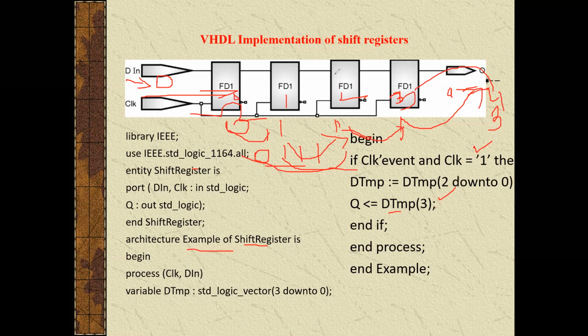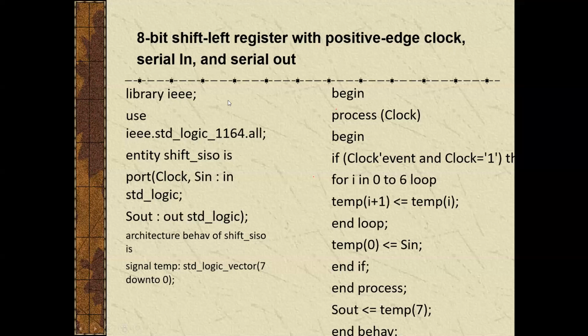Now let's see another example based on this shift register. Here we will take an 8-bit shift left register with a positive edge clock. Let's see another VHDL code based on an 8-bit shift register that shifts the bits at the positive edge of the clock, in the form of serial input and serial output. So the data should be input serially, shifted in serial form, and the output should be available in serial form.